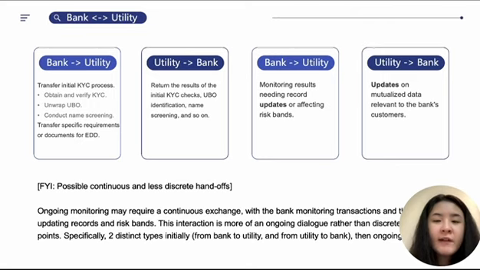In addition, we also take some possible continuous and less discrete handoff into consideration, because ongoing monitoring may require a continuous exchange, with the bank monitoring transactions and the utility updating records and risk bands. This interaction is more of an ongoing dialogue rather than a discrete hand-off point. Therefore, we did not include this section into the counting part, and it is only mentioned here for your reference and information.